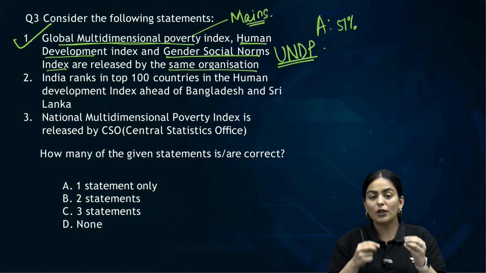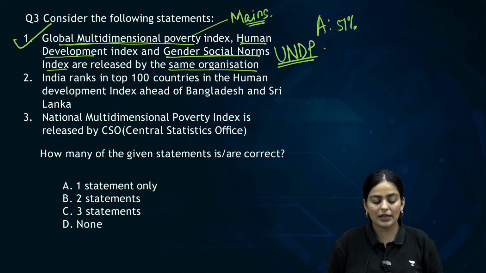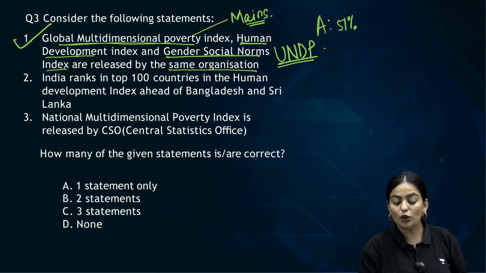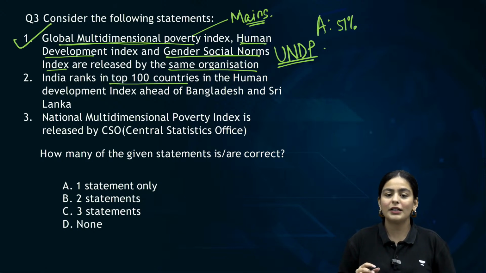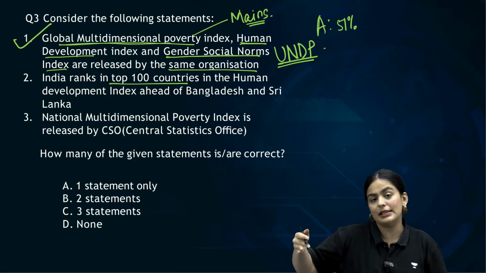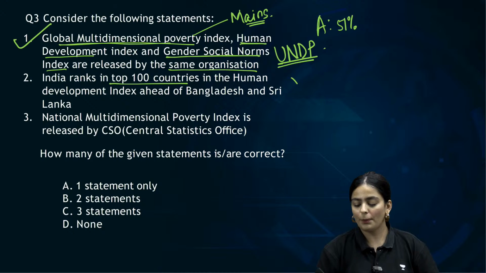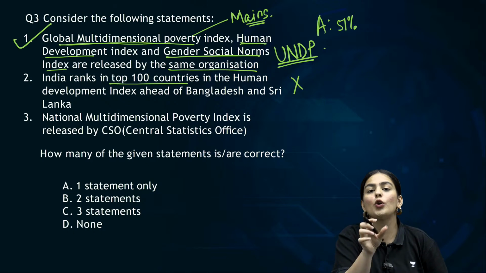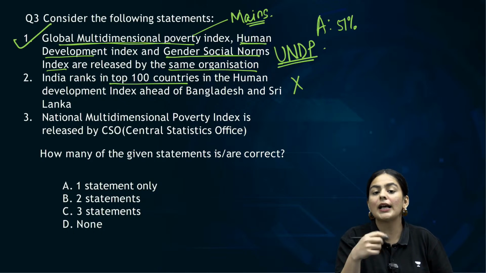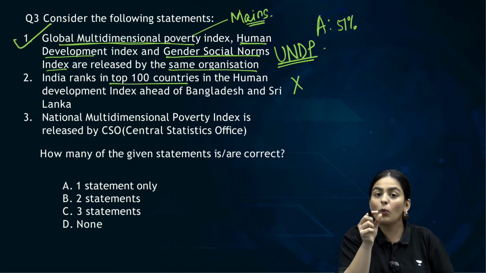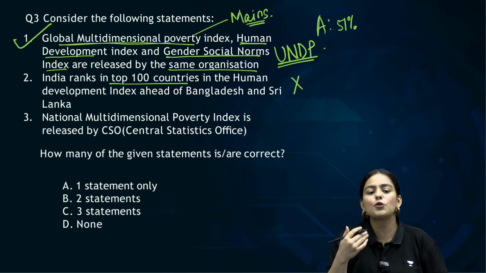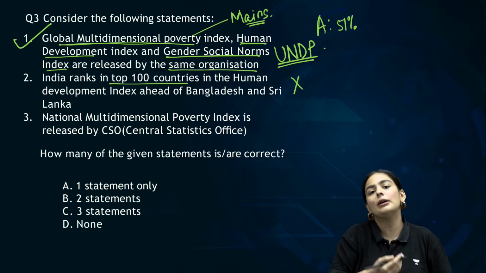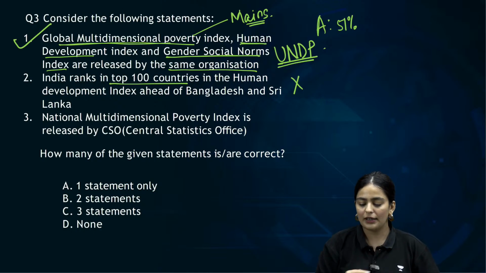India ranks in the top 100 countries. Now, when it talks about HDI, we will discuss HDI. We do not rank in the top 100. We are in the 130s. It is not a very close option. Even if UPSC asks for the rank, it will not be 131 or 132. It will be a very far-fetched option which will be easier for you to eliminate. So do not worry about that.